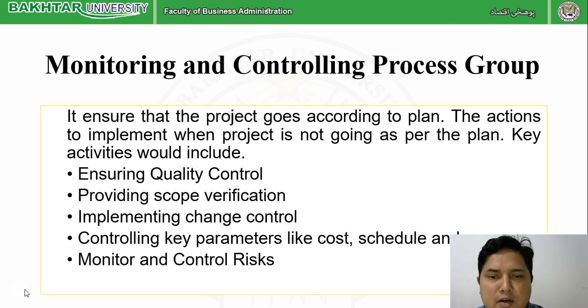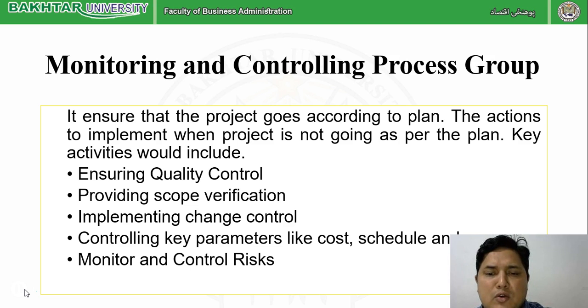Like ensuring quality control, whatever standard we have, we will check that. Providing scope verification, whatever our expectation for the benefit, we have to check. If the project is small, we may check after the complete action. If the project is very complex, we have to check after every sub-project completion. Then implementing change control, if there is any change.